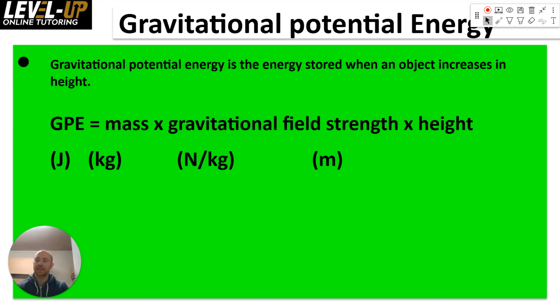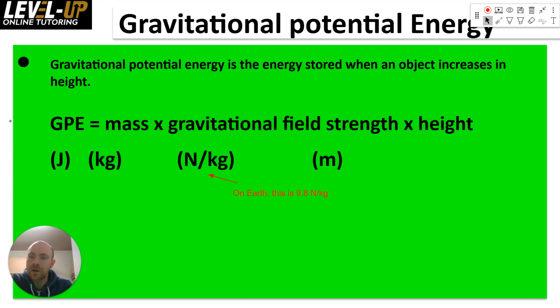Gravitational field strength is how strong that field is on a particular planet or in a particular place, and it's measured in newtons per kilogram. And the change in height or the height is going to be in meters, and gravitational potential energy is in joules, of course, because it's energy.